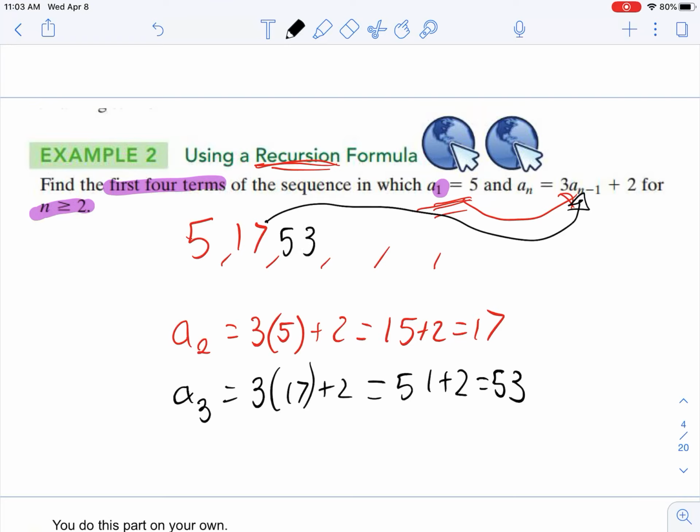Okay? And you go about it the same exact way until you find your next terms, which are going to be 5, 17, 53, 161, and that'll be the first 4 terms. So a sub 4 will give you 161. 3 times 53 plus 2 is going to be 161. Okay, at this point, go ahead and hit pause, and I'd like you guys to please try checkpoint 2.